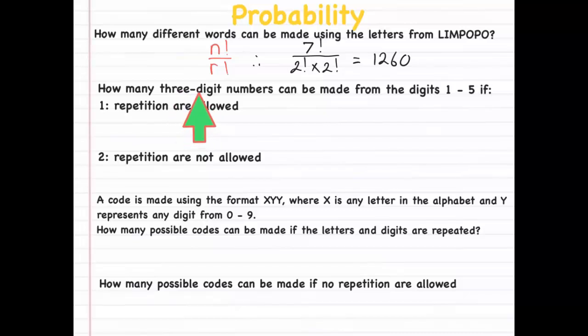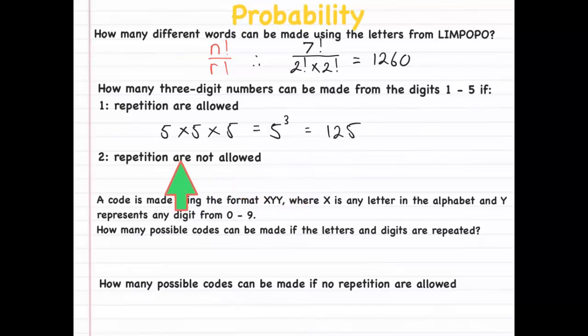Remember we're making a 3-digit number. So for the first digit, we've got 5 choices, 1 to 5. So that will be 5 times, and then for the second digit we've got 5 again, times 5, and for the last digit we've got 5 choices again. There we go. So that's where we come up with 5 to the power of 3, because there's 5 items, there's 3 groups, 5 to the power of 3, and we all know that this is 125. Okay, so that's how easy it is.